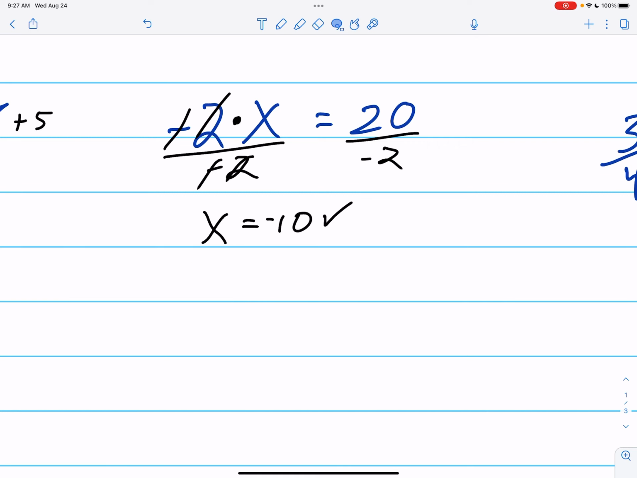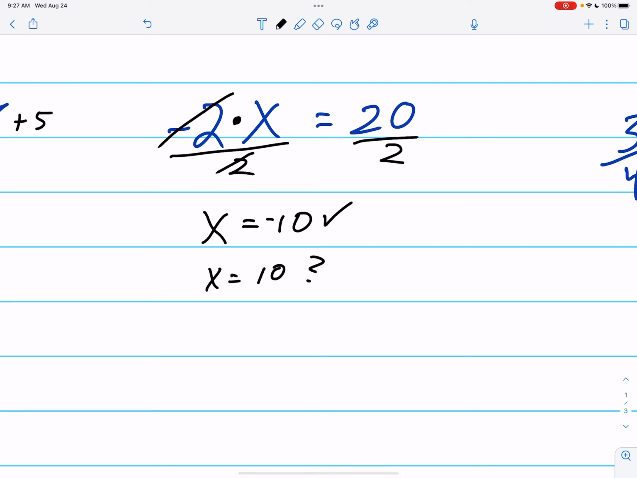But watch what happens if you do the common goof, and instead of dividing by -2, you divide by just 2. A lot of students do this, and they just assume that that's fine, and then they get x equals positive 10. Well, plugging that into the original equation, -2 times positive 10. Nothing else changes about the original blue equation right there, and I get -20 equals 20. Some students will say, yeah, this works great, but it's not.